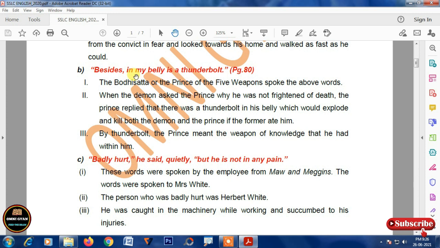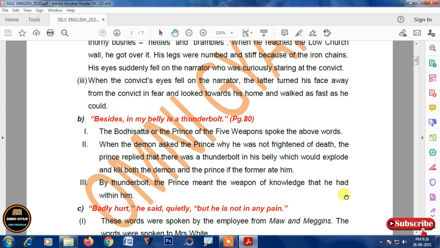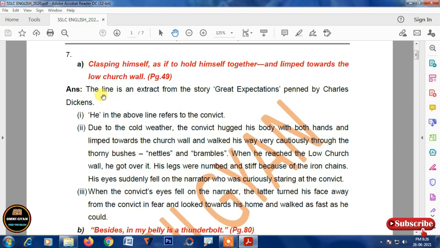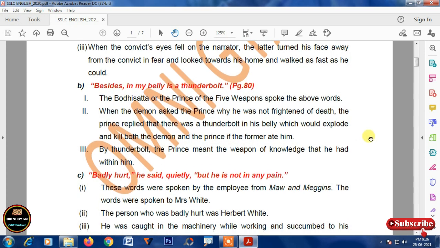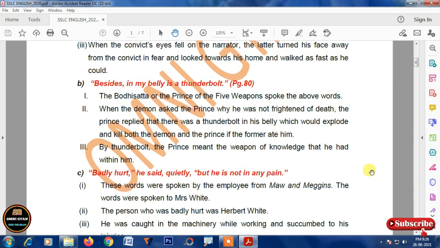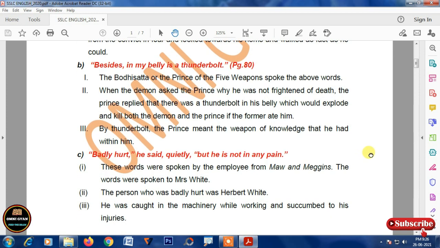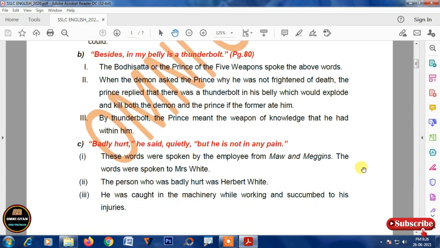The next question is, "Besides, in my belly there is a thunderbolt." This is page 80. As you can see, I have not given an introduction, though I told you to. The line is an extract from the story Great Expectations penned by Charles Dickens. I have not done it here, but you do it. This line is an extract from the story The Demon with the Matted Hair, an Indian tale which has been retold by Claire Hosburg. So you can write down this thing. I'll just go on scrolling. You can pause the video at times. I'll pause for a few seconds so that you can write it down.